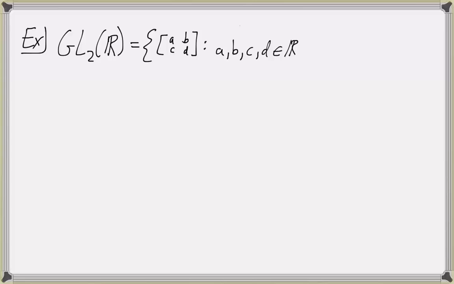And the determinant of A, which is the standard value AD minus BC, is non-zero. So it's the set of all 2 by 2 invertible matrices with real entries. So recall the formula for the inverse of a 2 by 2 matrix.